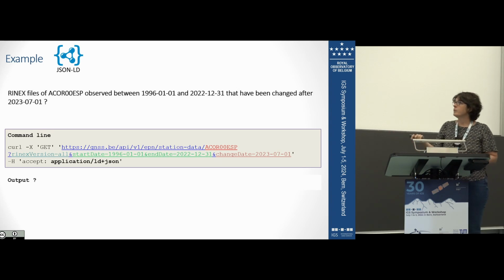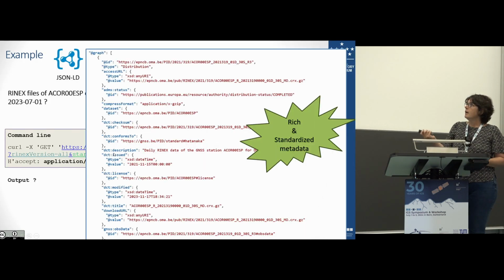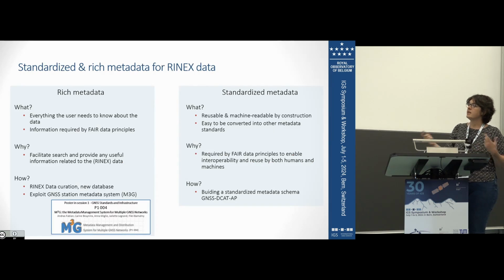Of course, we have some documentation for this API. And here is an example. If you want to query all the files for the station ALAC in Spain between 1996 and 2023 that have changed after July 2023, by querying that, you will get a list of files. So that's nice, but it's not FAIR.